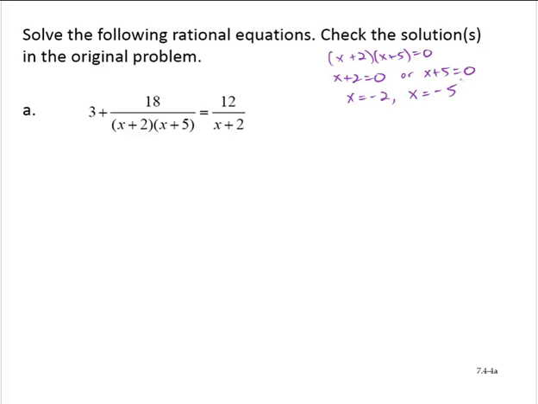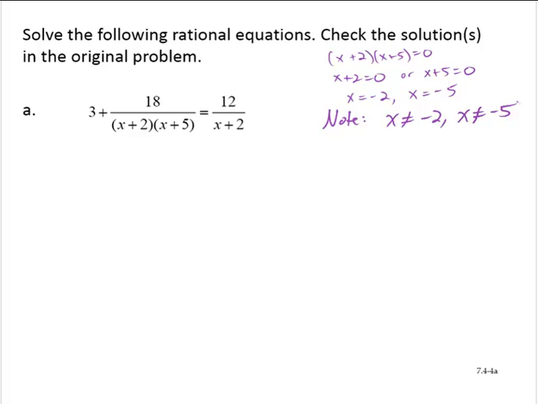Now, notice we also have another factor of x plus 2, but it tells us the same information. So we're not going to worry about setting that equal to 0 again, but let's note that x cannot equal negative 2 and x cannot equal negative 5.